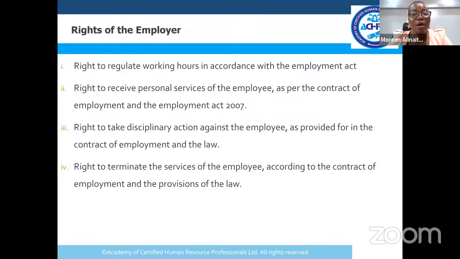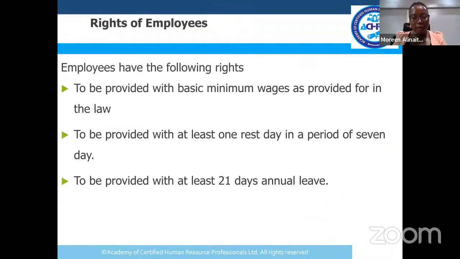The employer has the right to receive personal services of the employee as per the contract of employment and the Employment Act. You must offer service to the employer, because why are they paying you anyway? The right to take disciplinary action against the employee as provided for in the contract of employment and the law. The employer has that right. The employer also has the right to terminate the services of the employee according to the contract of employment and the provisions of the law, which we shall be discussing in a few. So the employer also has rights. In as much as the employee has rights, of which the employee has many rights, the employer also has rights. You must serve your employer.